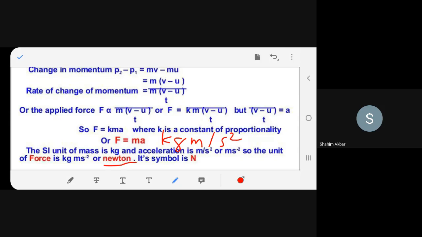I think you are aware of what Newton is. Yes, fine. So please read it out. The SI unit of mass is kg and of acceleration is meter per second square. So the unit of force is kilogram meter per second square, or Newton. Its symbol is N. Any doubt regarding this slide? No, ma'am. All of you have understood nicely? Yes, ma'am.